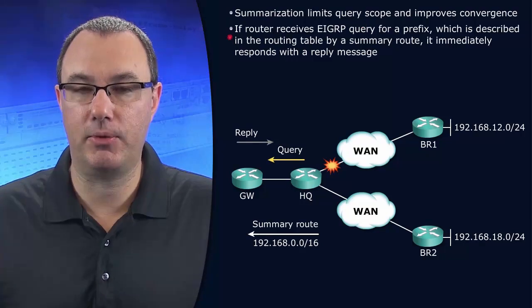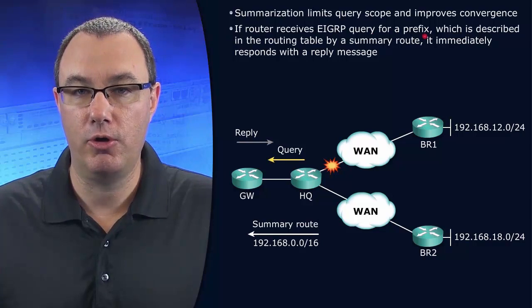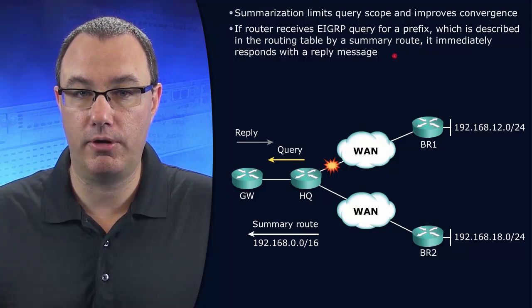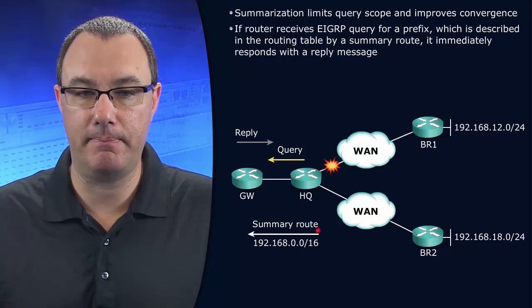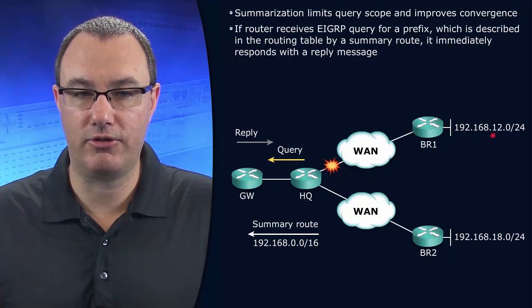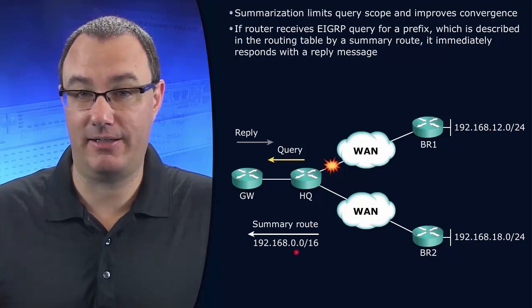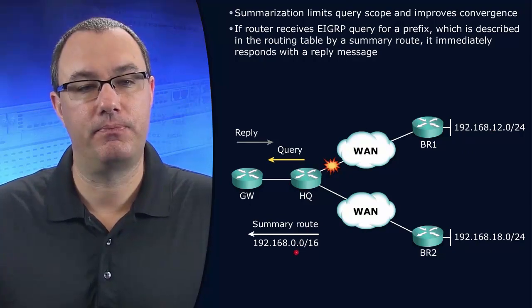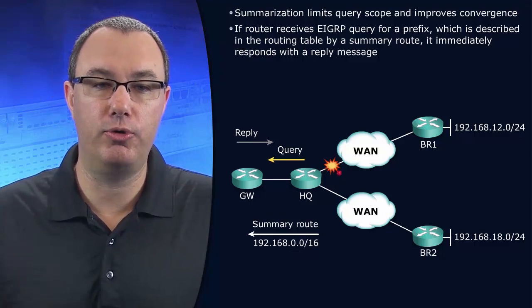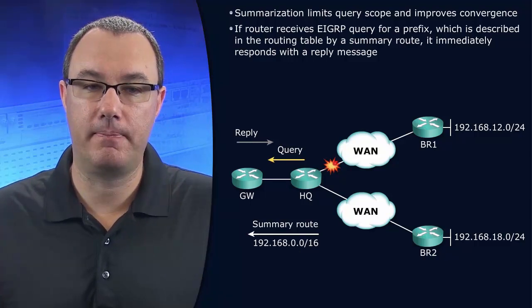And it says here something really interesting. If a router receives an EIGRP query for a prefix which is described by a summary route, it will issue a reply. So let's see how this would work. Firstly, we have a summary route for EIGRP, summarizing two of the 192.168 networks. Essentially, it's summarizing anything in 192.168.